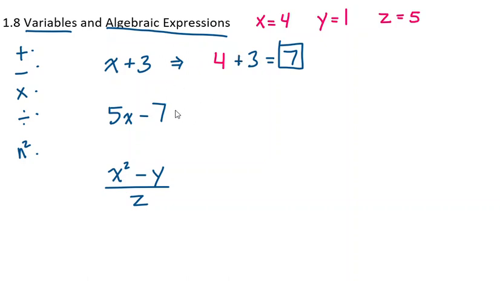5x minus 7 becomes 5 times, and here's a little trick. When you are evaluating, evaluate is just a fancy word for somebody told me what x stands for, and so I'm going to put x, that number, whatever x is, 4 in this case. I'm going to put that number 4 in place of x in every situation where I see it.